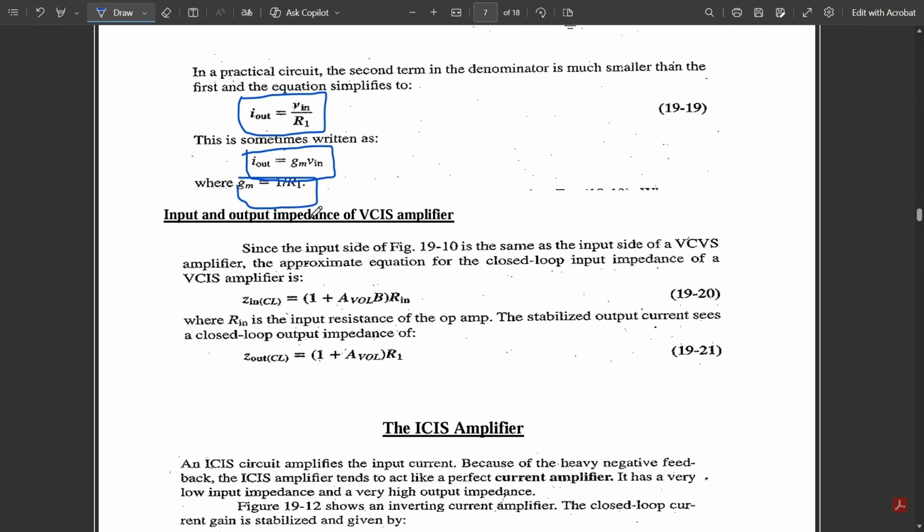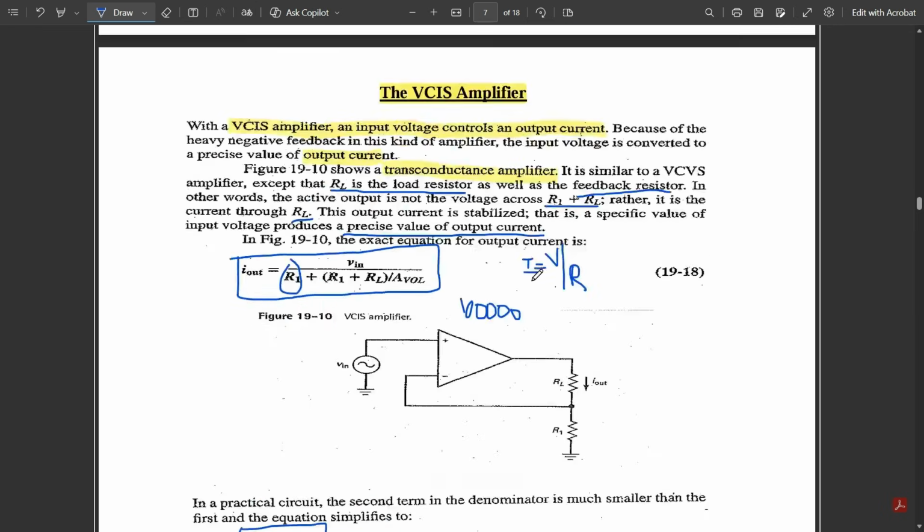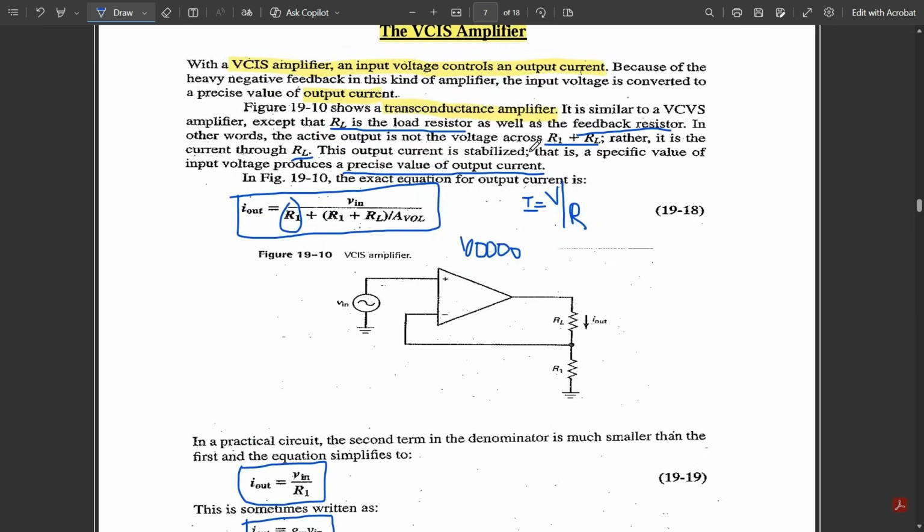Now let's get to the input and output impedance of this amplifier. Input impedance is given by Z in is equal to 1 plus AVOL into beta into R in, and for Z out it is given by 1 plus AVOL into R1. Okay, for the stabilized outputs, these are the input and output impedances, where the input impedance is high and the output impedance is low for a VCIS amplifier. Please note these two down, this is very important. So these are the things which I wanted to discuss for a VCIS amplifier.